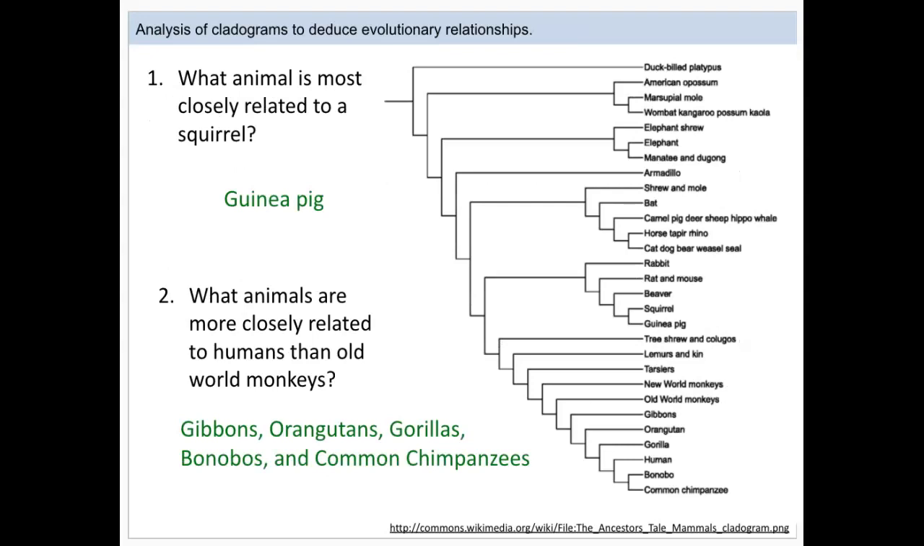Take a look at this cladogram and answer these. Oh, I didn't realize I was going to show you the answers. Okay, well, if we look at this cladogram, it says what animal is the most closely related to the squirrel. So if we find the squirrel here, that would be the guinea pig. For this question, what animals are more closely related to humans than to Old World monkeys? So if you find Old World monkeys and humans down here, it's going to be everything above Old World monkeys. So gibbons, orangutans, gorillas, bonobos, and chimpanzees.